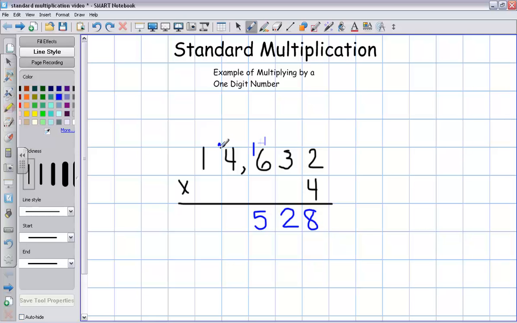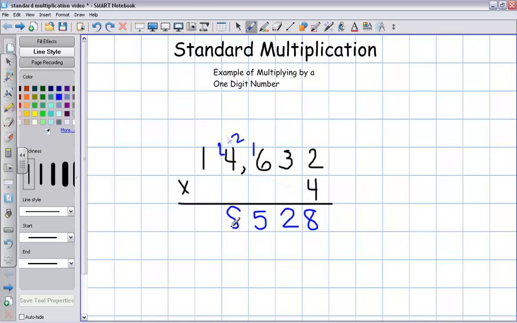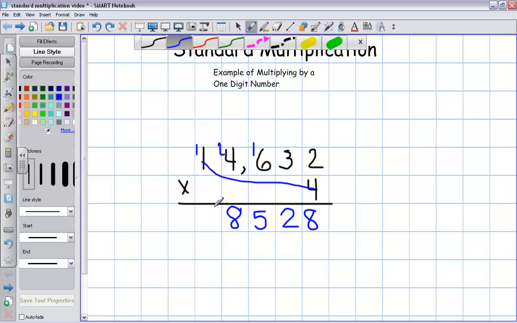I'm going to regroup my 2 here. Now I'm going to take 4 times 4 plus 2. So 4 times 4 is 16 plus 2 gives me an answer of 18. Put my 8 down here. I'm going to have to regroup my 1. Now I'm going to take 4 times 1 plus 1, which is going to give me 5. My final answer is going to be 58,528. This was an example of multiplying by a one-digit number.